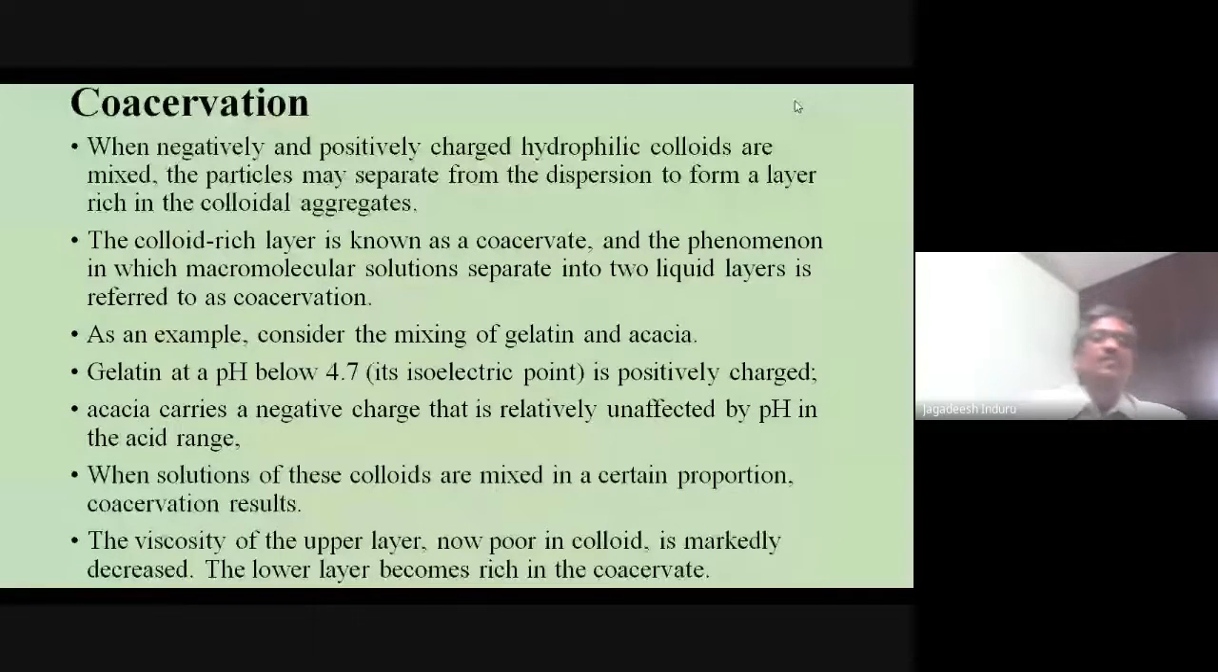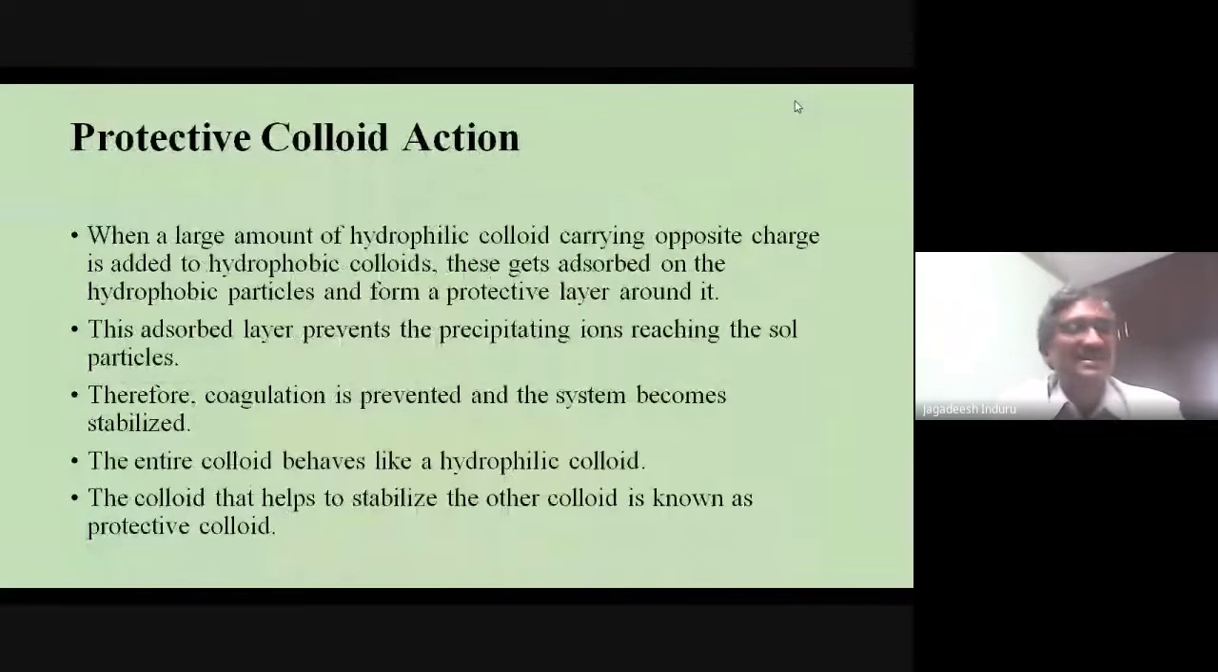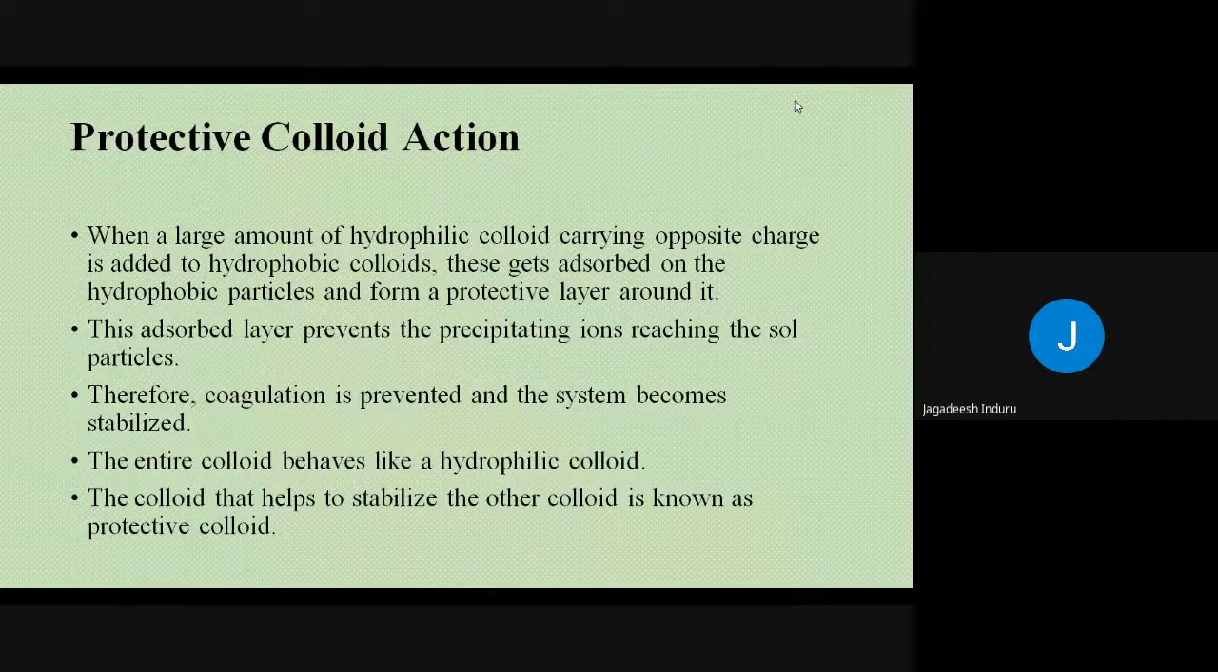Now we are going to enter into the protective action of the colloid. In the protective action of the colloid, a large amount of hydrophilic colloid carrying opposite charge is added to the hydrophobic colloids. Previously, we added a hydrophilic colloid and another colloid of opposite charge, and we saw coacervation. Now we are going to have a different phenomenon. When a large amount of hydrophilic colloid carrying opposite charge to the hydrophobic colloids is added, it gets adsorbed onto the hydrophobic colloidal particles and forms a protective layer around them.